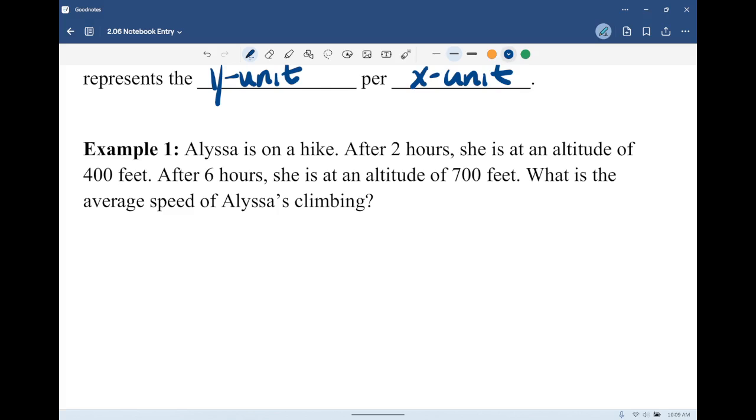Alyssa is on a hike. After 2 hours, she is at an altitude of 400 feet. After 6 hours, she is at an altitude of 700 feet. What is the average speed of Alyssa's climbing?